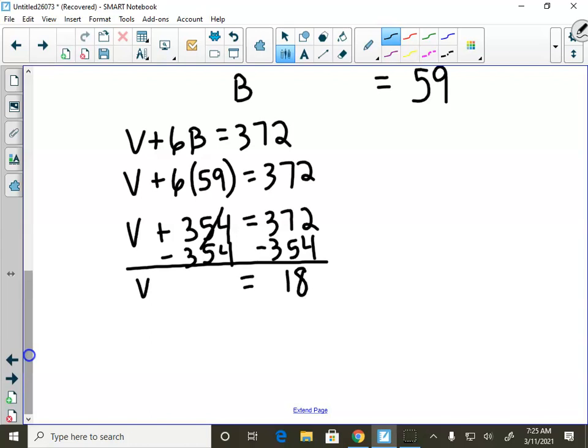So what that tells us is that we could put 18 students in a van, and then we could put 59 students in a bus. And that's how you would solve the problem using substitution. I think it makes sense for us to go through this problem using elimination, so you could see how it works both ways.